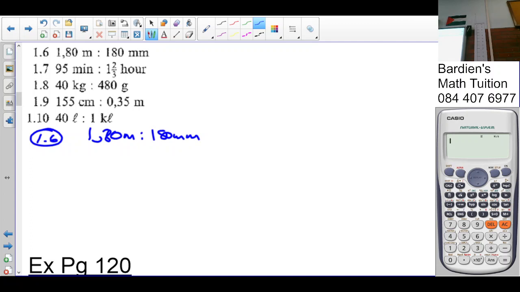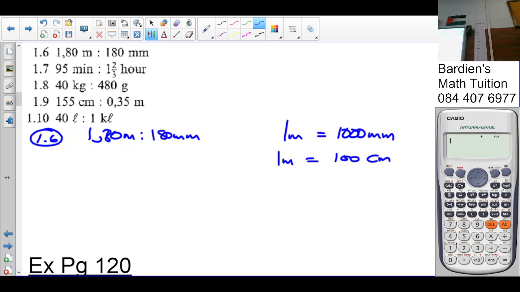So how many millimeters are in a meter? 1 meter is equal to how many millimeters? 1000 millimeters. 1 meter is also equal to how many centimeters? That's 100. For those of you who don't know these things, you write it down. If you knew it, you don't have to write it.